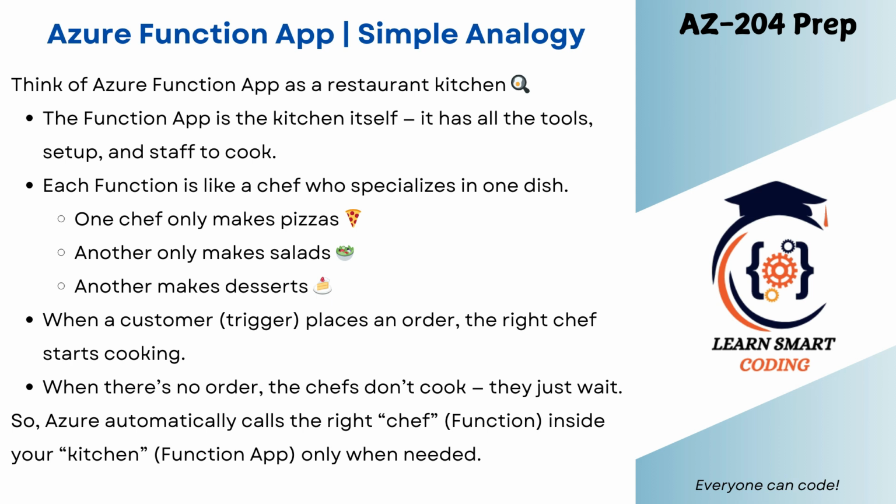When a customer, which is a trigger, an event that we will be talking about, places an order, the right chef starts cooking. For example, a customer comes and orders a pizza. So the chef who specializes in pizza kicks in and starts making pizza. Now, when there is no order, the chefs don't cook, they just wait. So Azure automatically calls the right chef, which is the function, inside your kitchen, which is nothing but your function app, only when it is needed.